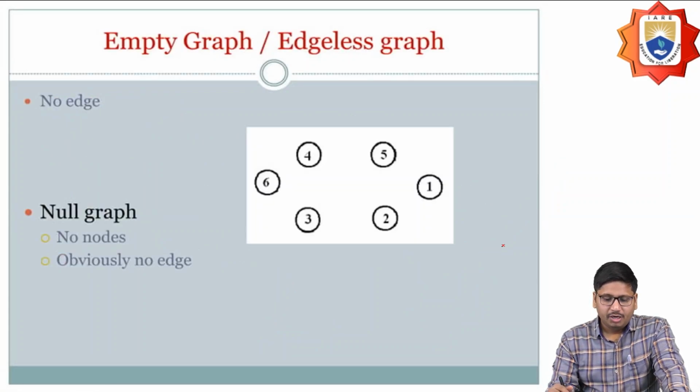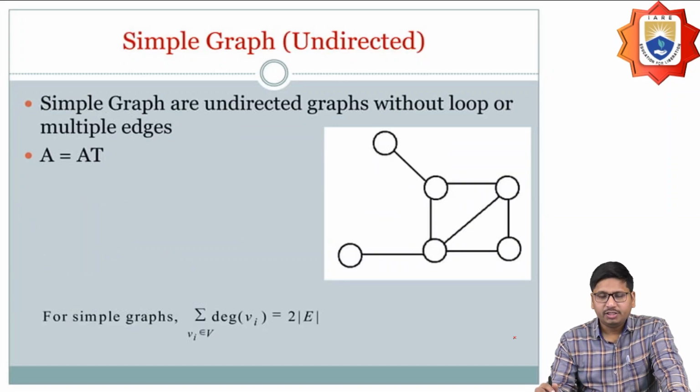An empty graph means a graph which may not have any kind of edges, so it is called an empty graph or null graph. That means no nodes and obviously no edges. And a simple graph means a graph which does not contain any loops or multiple edges, so I can call that graph a simple graph.